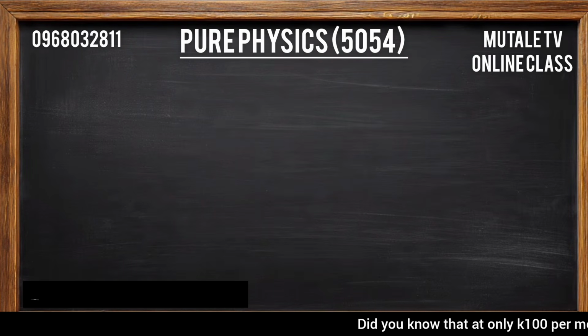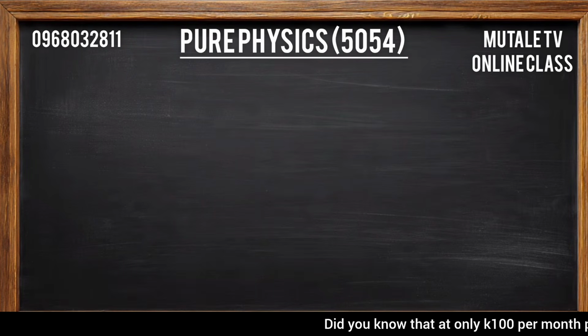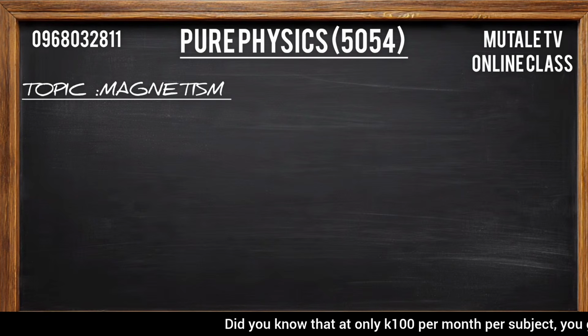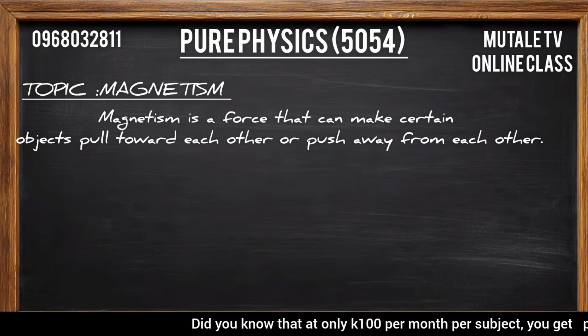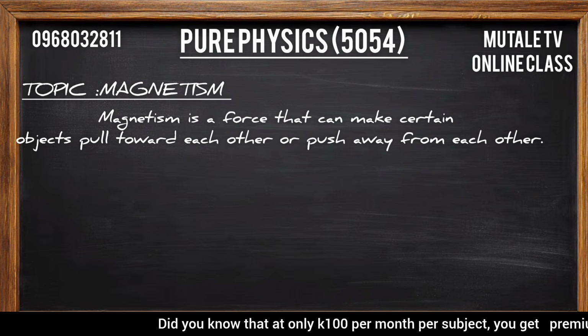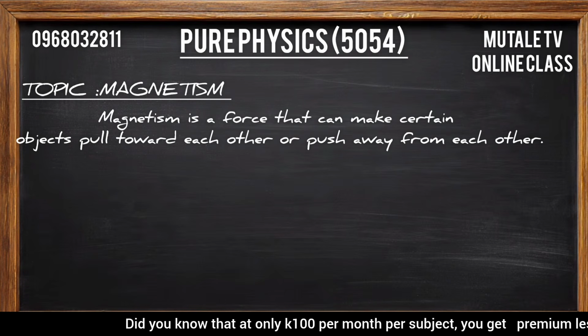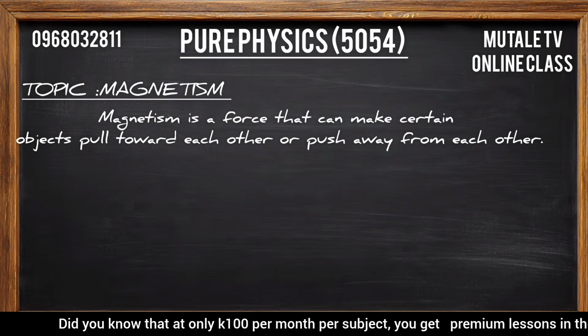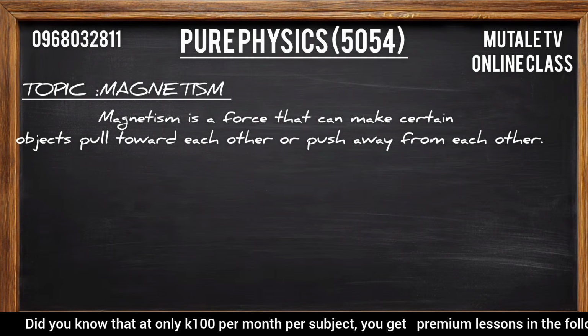Alright, so in today's lesson, we're going to learn the topic magnetism. We need to define what magnetism is first. Magnetism is simply a force that forces two objects to be attracted to each other or to be pushed away from each other. So that is the definition of magnetism.